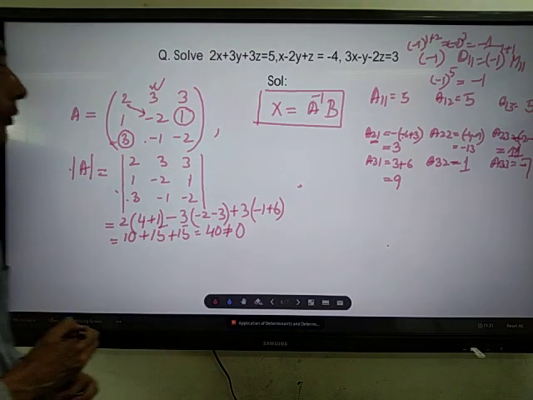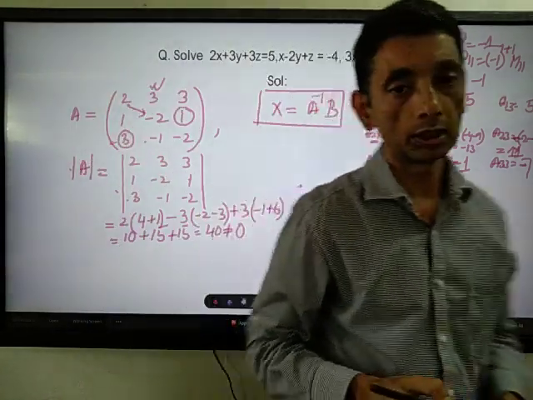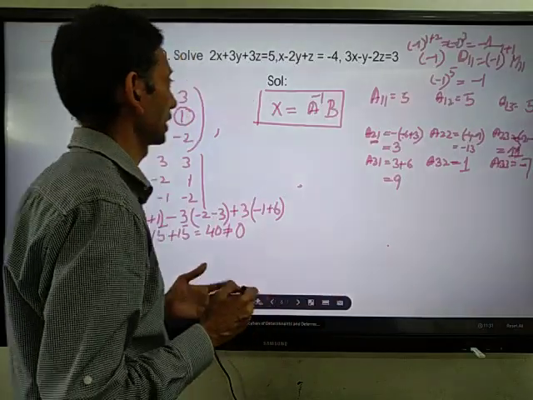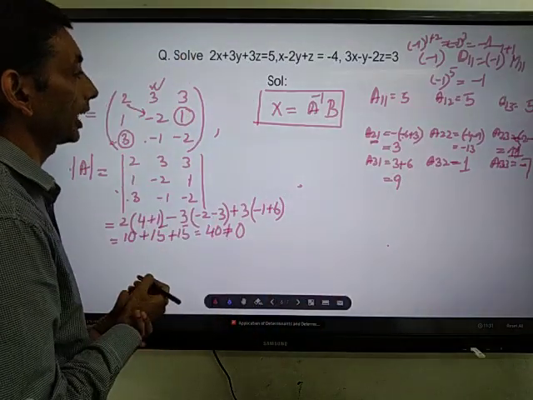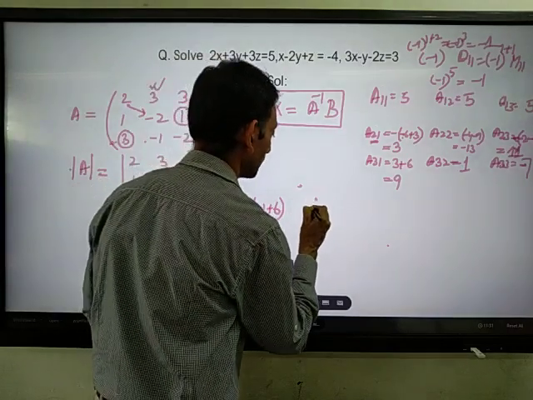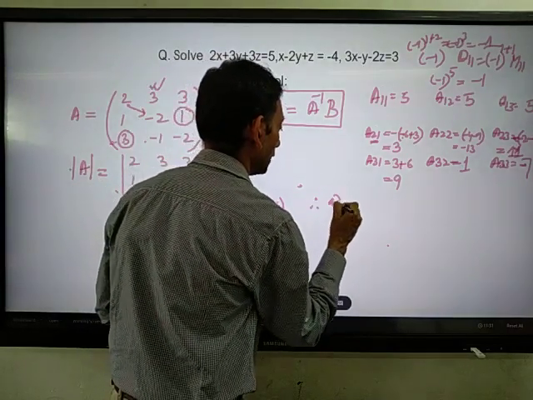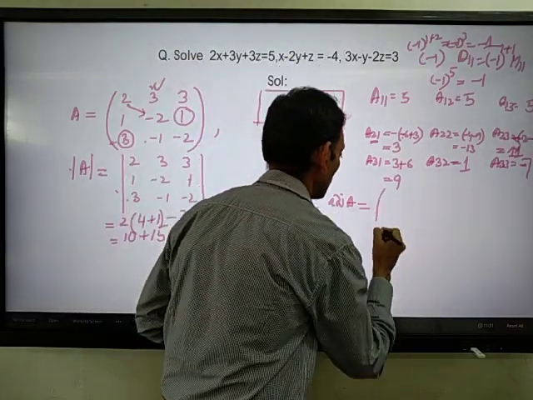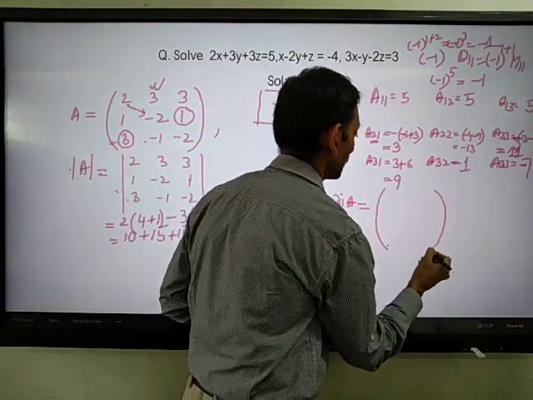After finding the cofactor, how to write the adjoints? You need to interchange the rows and columns to get the adjoints of the matrix. Okay, so we are going to write the adjoints matrix. So what will be the adjoints? Therefore, adjoints of A. I am writing the adjoints of A. What will be adjoints of A?